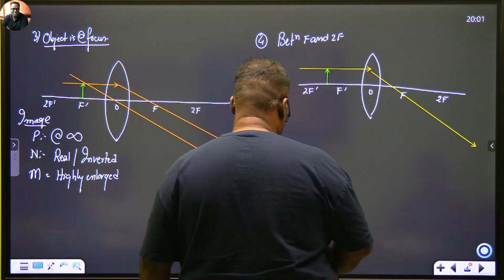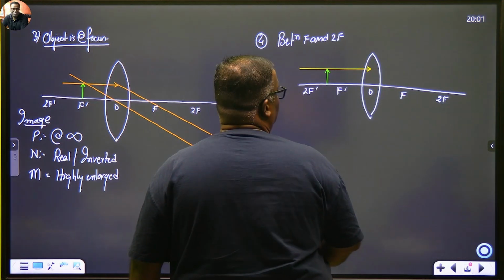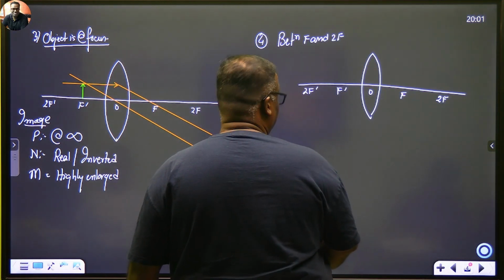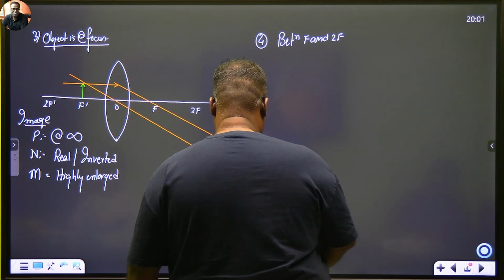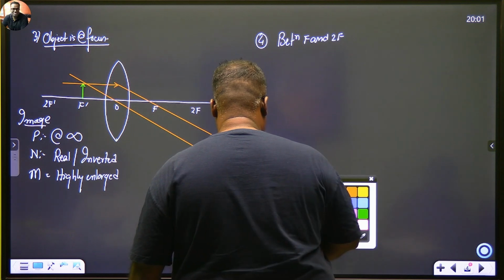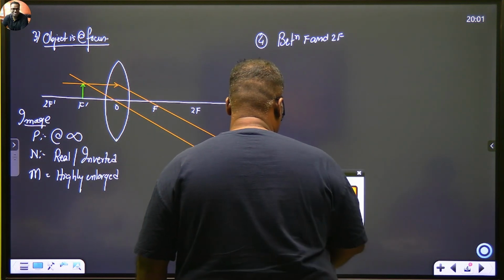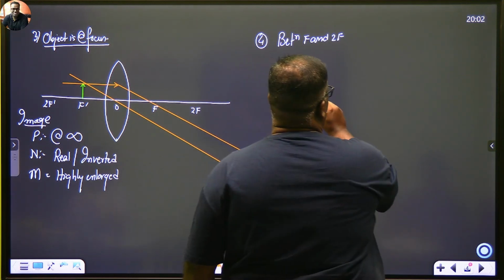How do I make it? One minute. Let me first make the diagram and then put the objects. There's no other option I have. We'll finish it in one go, children. No point in keeping it.